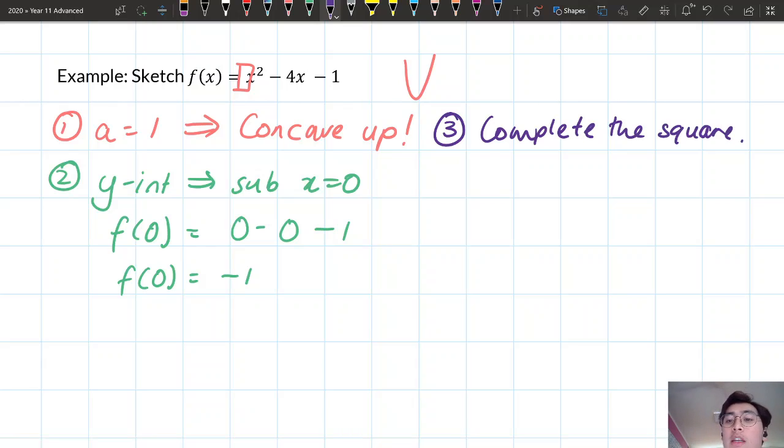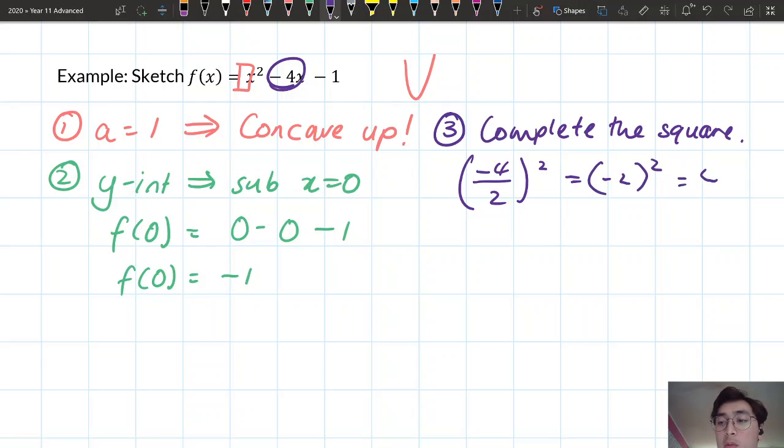So when I'm completing the square, I look at the x coefficient, which here is negative 4. I'm going to halve it and then square the result. So negative 4 over 2 is negative 2, and squaring that gives me 4. And so I'm going to use that method of completing the square.